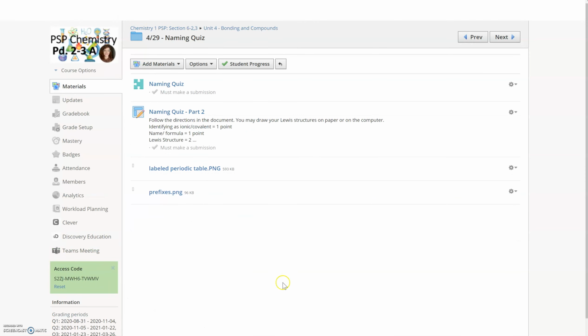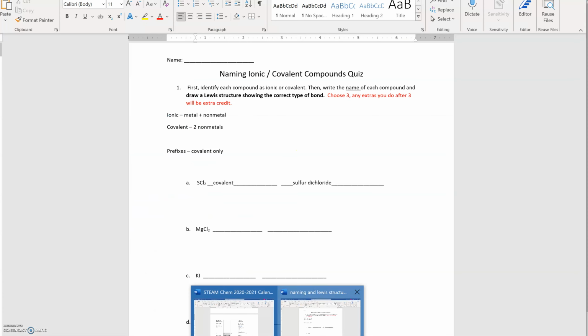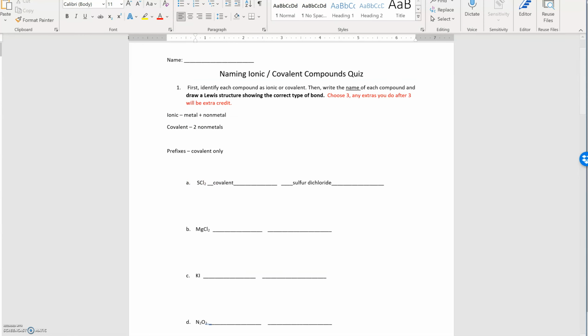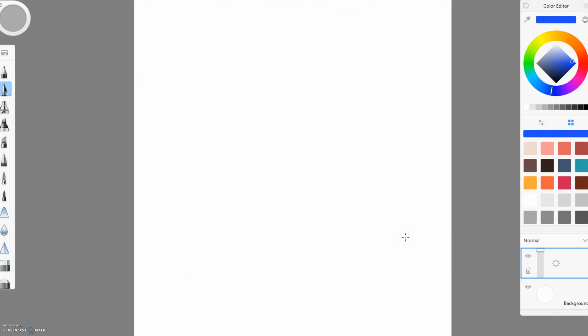All right, so to do our Lewis structure, we have S and Cl2. I'm going to pull up my screen here, and I'm going to start by just drawing S and then 2 Cl's. The symbol for sulfur is S, and the formula tells me there are going to be 2 chlorine. SCl2.